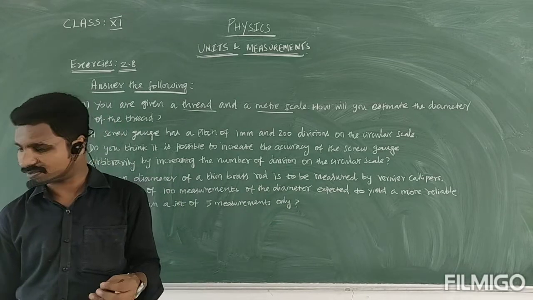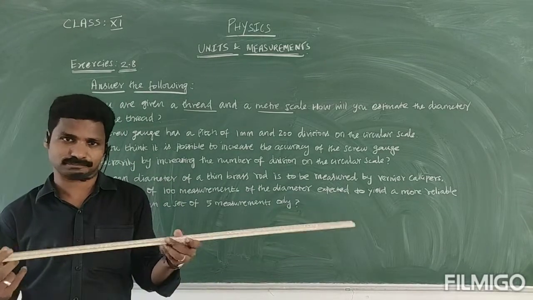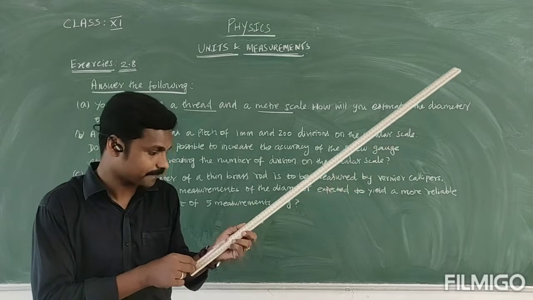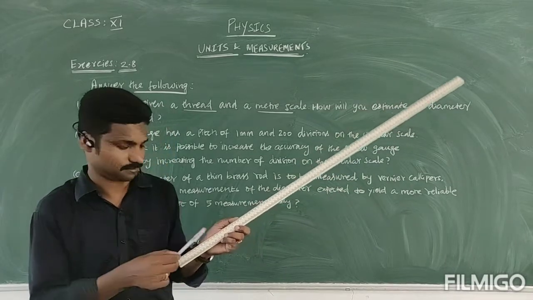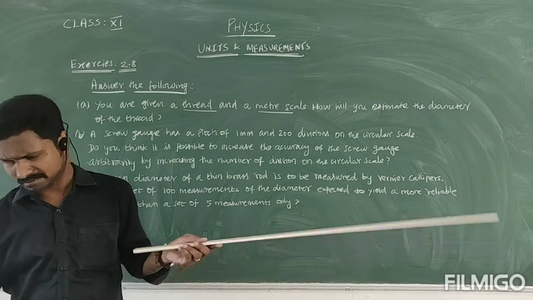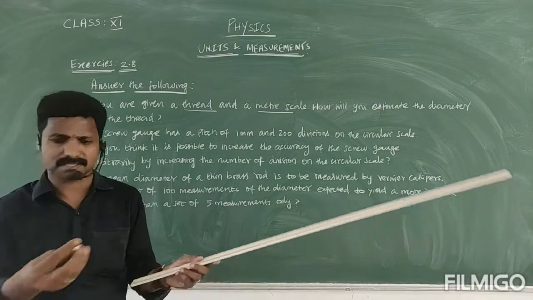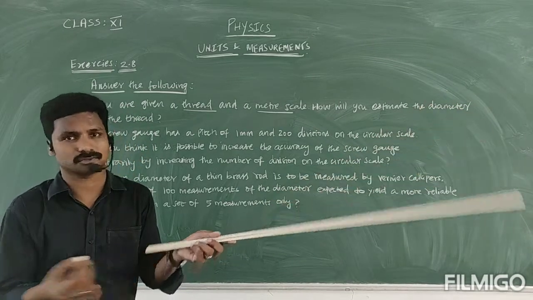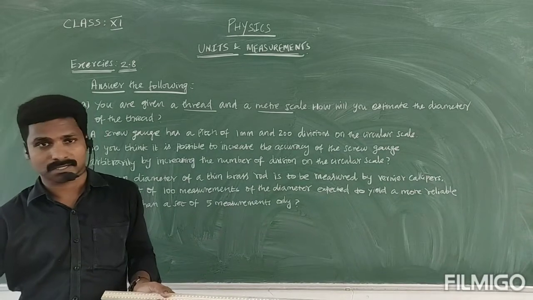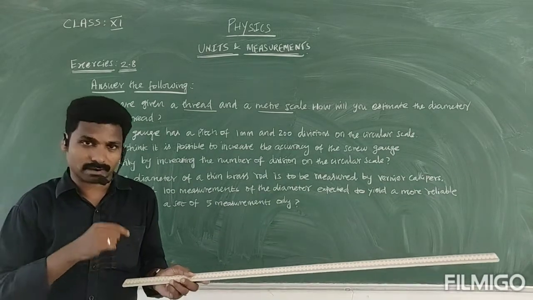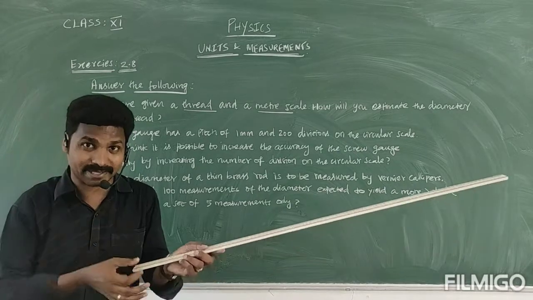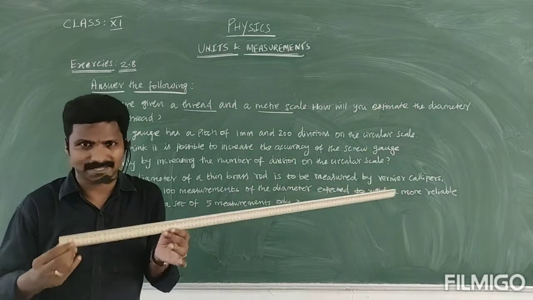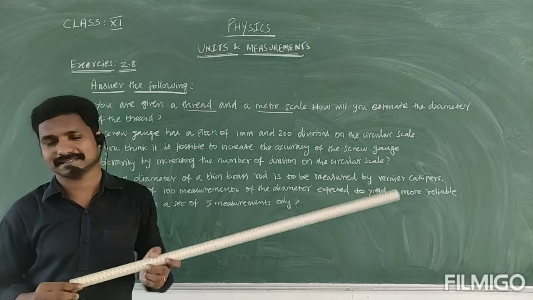Say for example, let's take one meter scale. By using this meter scale, we can measure the length of this pen. So here 13.8 centimeter will come. Similarly, we can measure the length of this chalk piece, so that is also possible. Here 2.8 centimeter will come. But now what I'm asking is, I want to measure the thickness of a hair by using the meter scale. It is highly difficult, but the possibility is there.